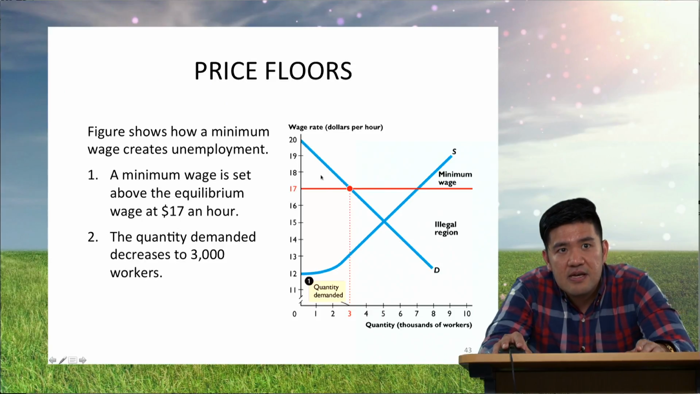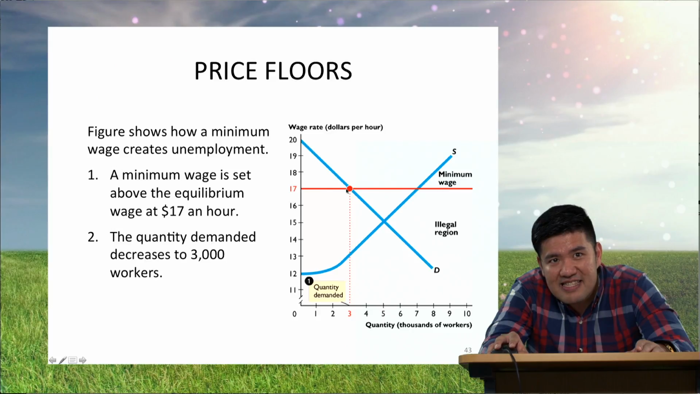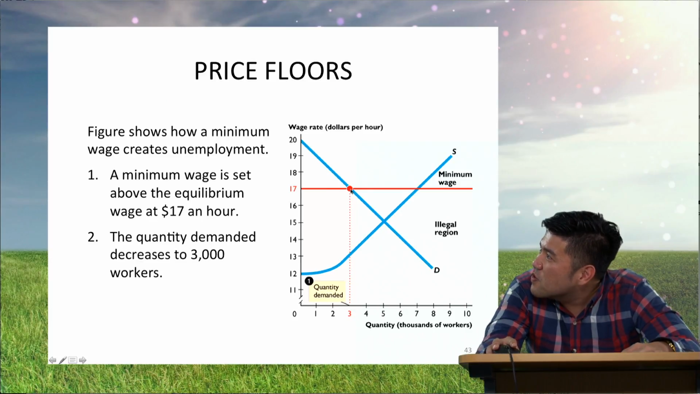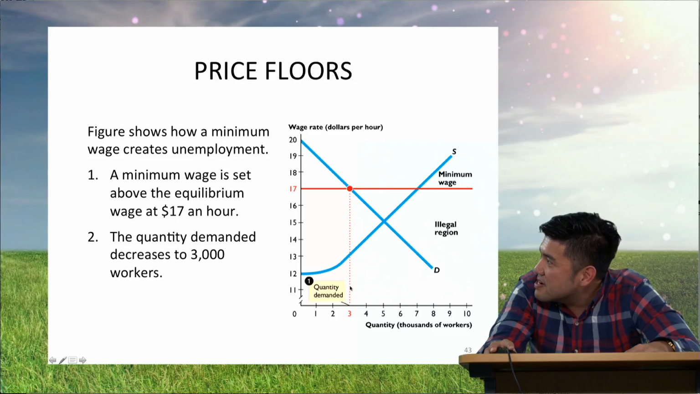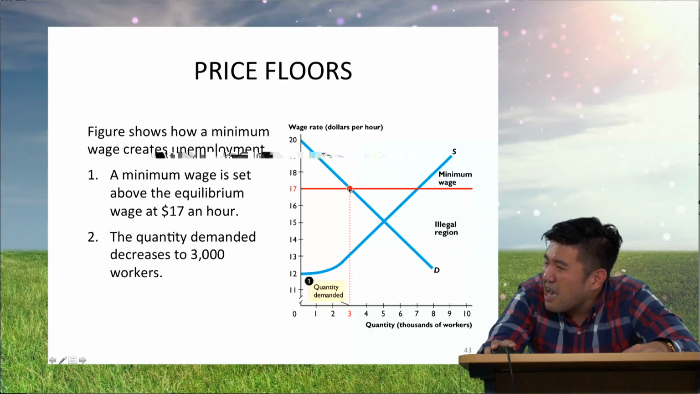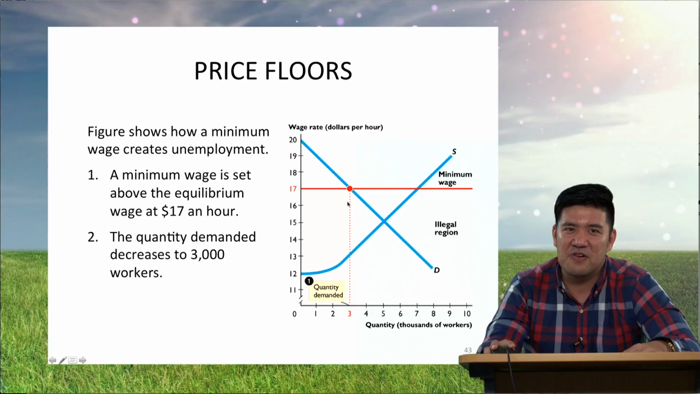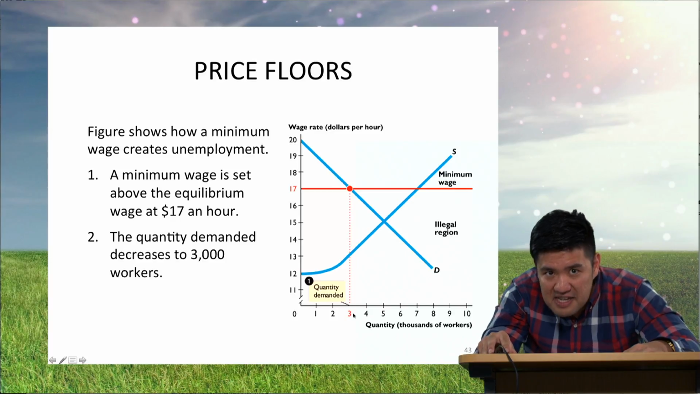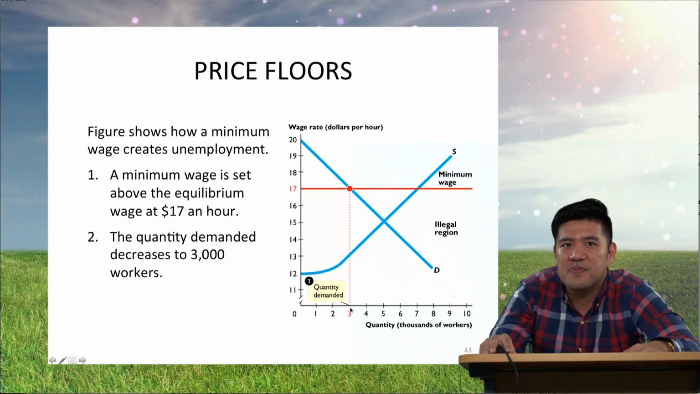See, when the government sets the wage at 17, the quantity demanded of workers is only 3. At $17, employers are saying, no, that's too high. I'm just going to employ 3,000 workers.